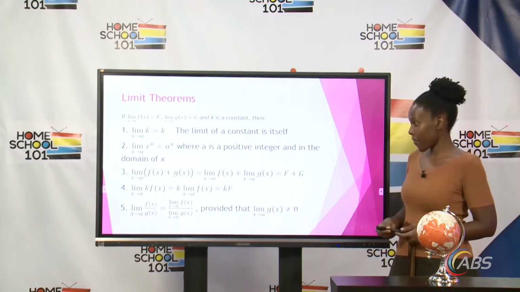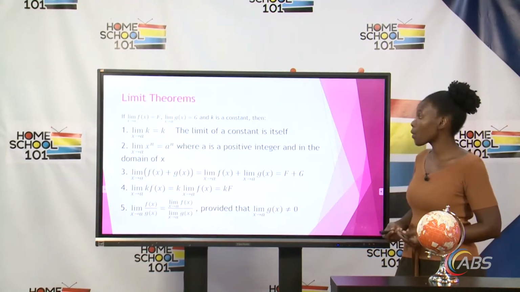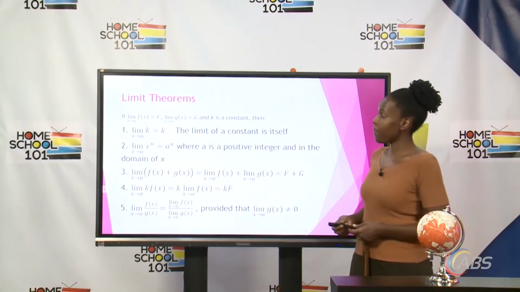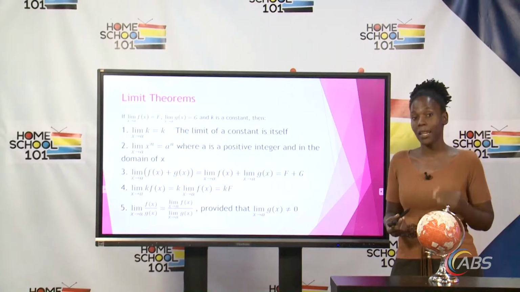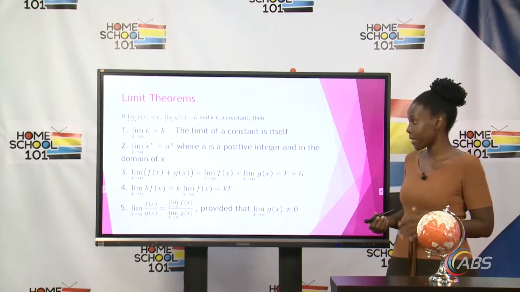In terms of limit theorems, there are 5 theorems that we will go through. It says if the limit of f of x as x tends to a is equal to f, and the limit of g of x as x tends to a is equal to g, and k is a constant, then the theorems are, first one, the limit of a constant is itself. Once we're evaluating the limit of a constant, it is always itself.